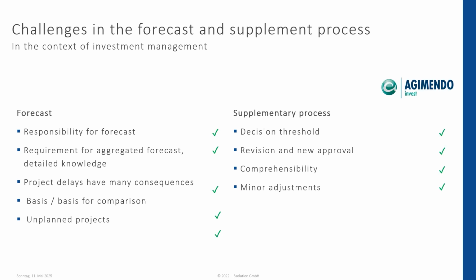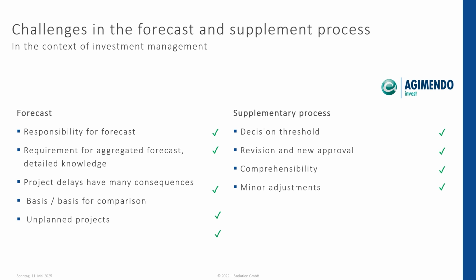And all of these topics are solved in Agamemnon Invest. The responsibility for the forecast is a direct responsibility via the project leader. Agamemnon Invest maps the impacts of project delays, allowing users to be able to react efficiently. We always compare the last rolling plan against the forecast directly in the investment page. This means for every year we have a new comparison basis that shows the reality of the project, and unplanned projects can simply be created during the investment process and will be recorded as such for later reporting.